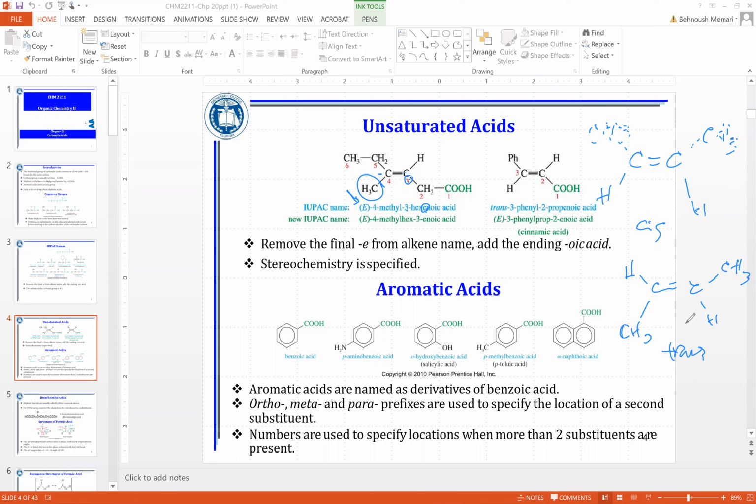Now, if the 2 groups that are attached to one carbon of the double bond are different from the other side, if these groups are not the same, so you're not dealing with methyl and hydrogen on both sides, then you don't use the term cis and trans. Instead, you are using E or Z. Z is similar to cis and E is similar to trans. In this case, you have to give priority. The priority is either 1 or 2.